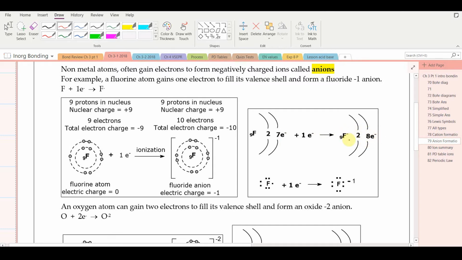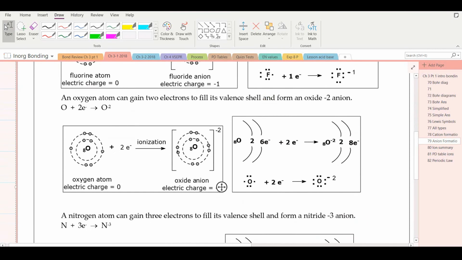It's fluoride. Here it is in the Lewis symbol. Neutral fluorine atom gains 1 more dot or 1 more electron to the valence shell, and therefore it is a charge of -1 because now it has 1 more negative charge than it had when it was neutral. How about oxygen? Group 6A. It would like to gain 2 electrons to get 8 electrons in the valence shell, and so doing it becomes an oxide anion with a charge of -2, like this.